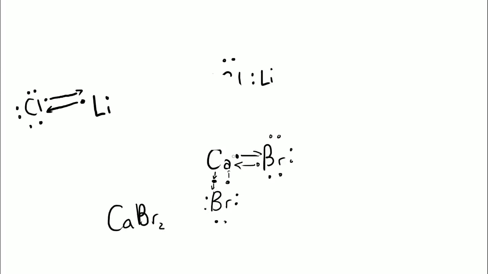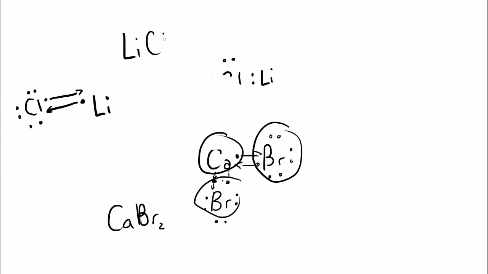Can you make that connection? Does that make sense? In order for your calcium to be satisfied, it's not just 1 bromine, it's got to have 2, because all the dots have to pair up nicely. And that means your formula is going to end up as CaBr2. Our lithium and chlorine is just going to be LiCl because they just needed one.